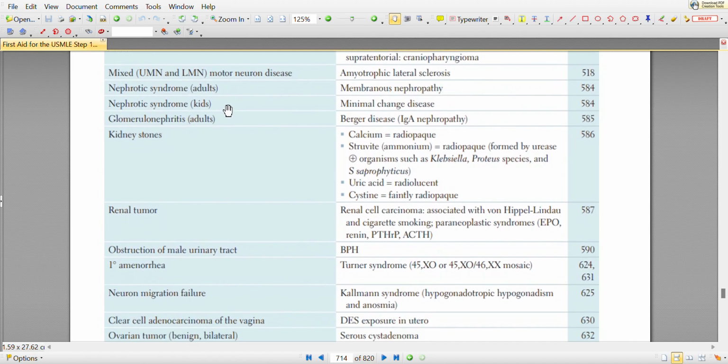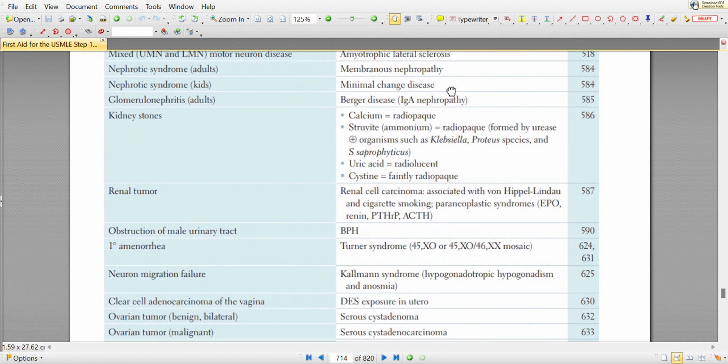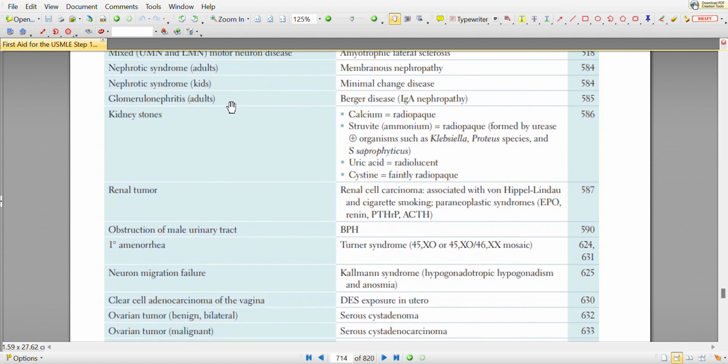For nephrotic syndrome in adults, a common association is membranous nephropathy. For nephrotic syndrome in kids, common association is minimal change disease. For glomerulonephritis in adults, associated with Berger's disease, IgA nephropathy. Kidney stones are commonly caused by or associated with calcium. On X-ray, it is radio-opaque. Struvite, or ammonium, stones: struvite is caused by ammonium.